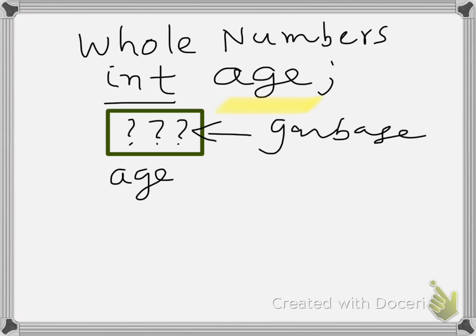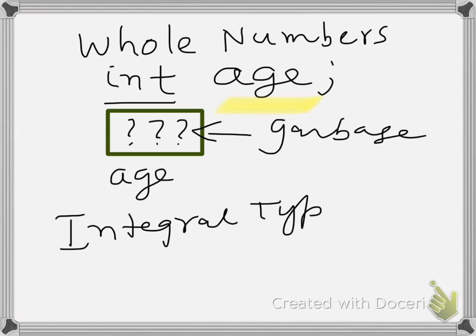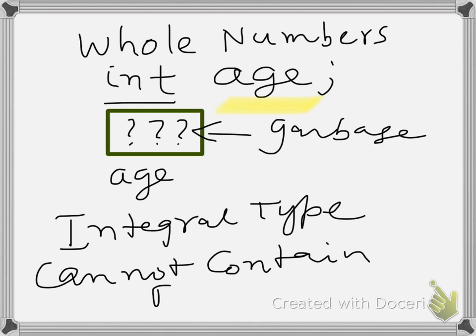There's an important thing about the integer data types, which applies to short, int, and long, and applies even to characters. And that is that integral types cannot contain fractions. Of course, I've said that before. But there's more to it.